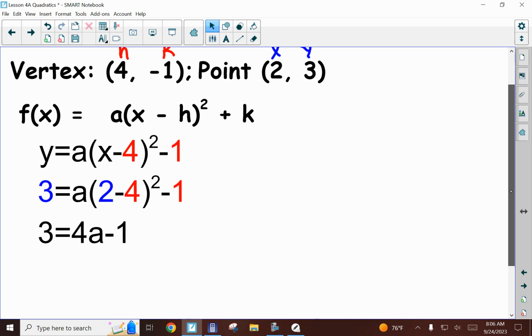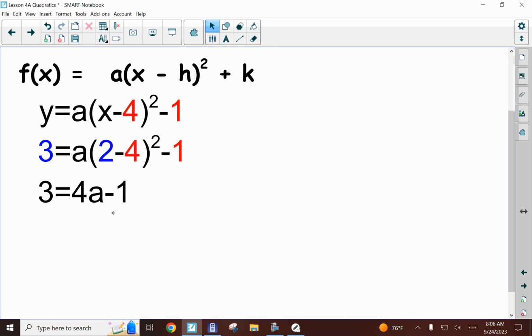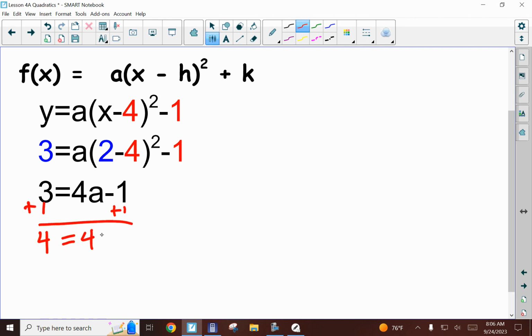After that, you basically solve just like any normal equation. So you're going to have to add 1 to both sides. And so that gives you 4 equals 4a. And then you just divide by 4. So that means that a is equal to 1.